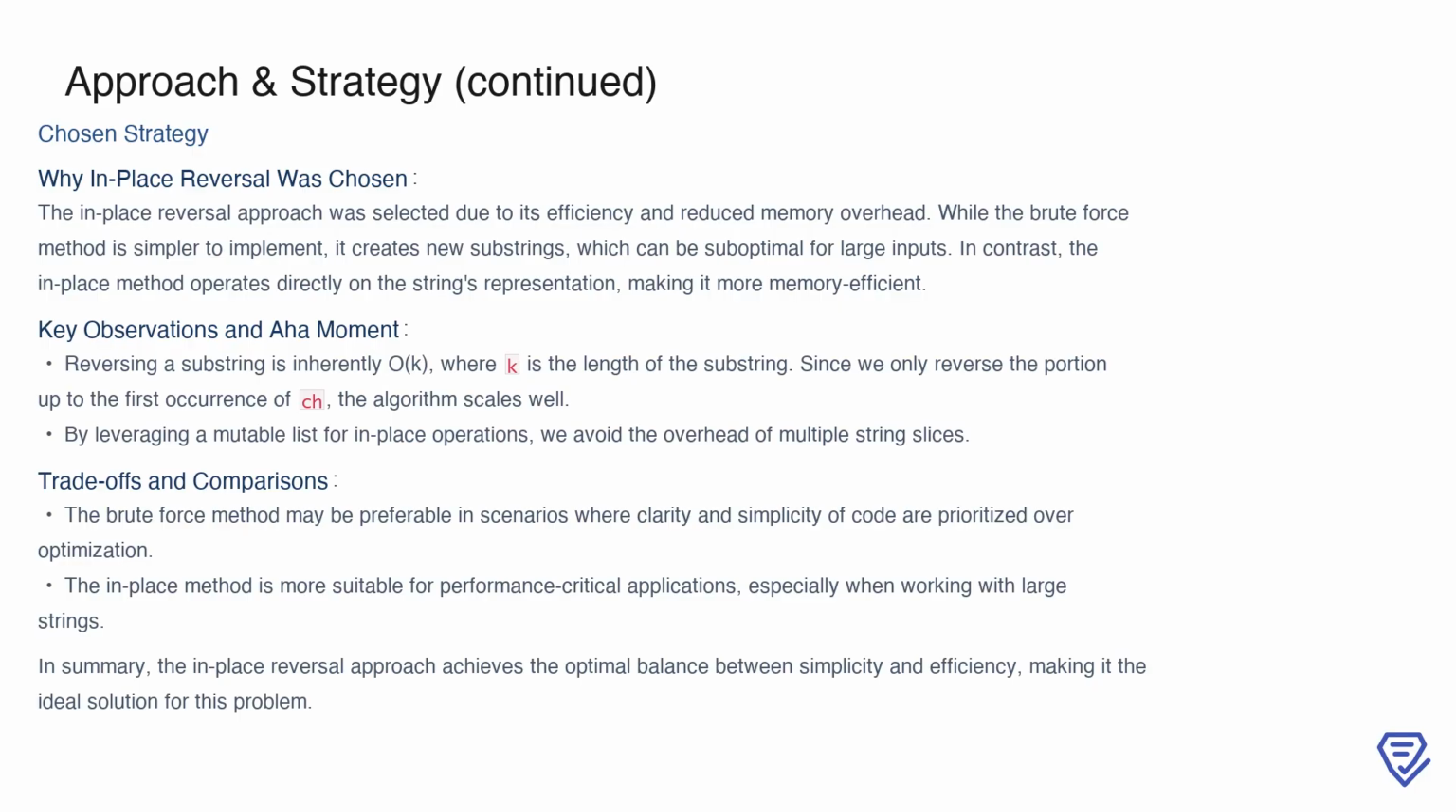A key insight here is that reversing a substring of length k is inherently an O(k) operation, which ensures that the algorithm scales well even for longer strings. By leveraging in-place modifications, we reduce memory overhead, making this approach more suitable for performance-critical applications. However, it is worth noting that the brute force method might be preferable in cases where code simplicity and readability are prioritized over optimization. All in all, the in-place reversal approach delivers a practical and efficient solution, especially for scenarios requiring optimized memory usage and performance.